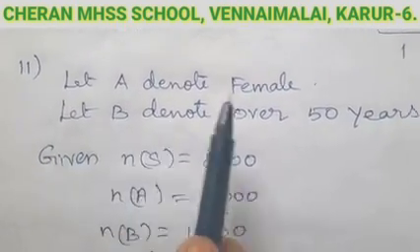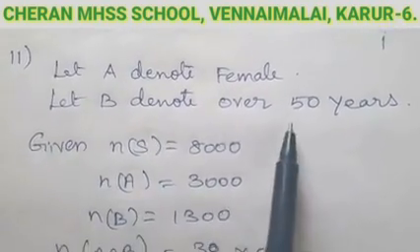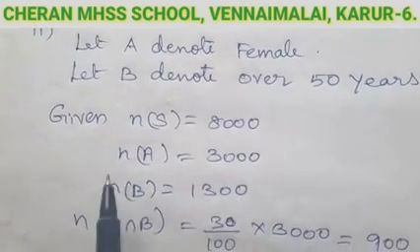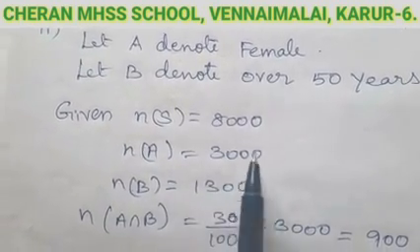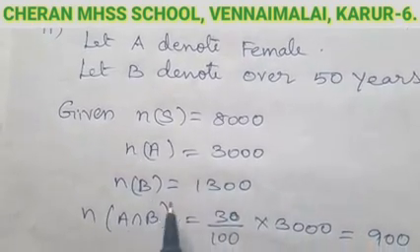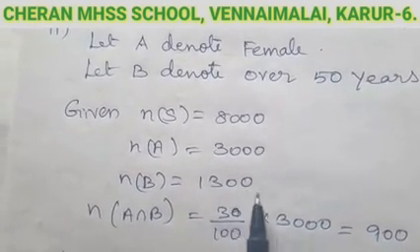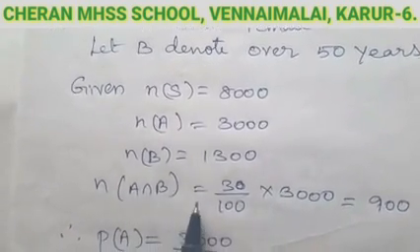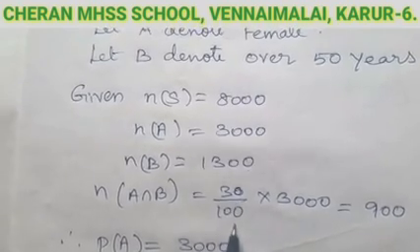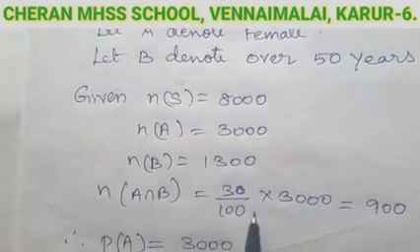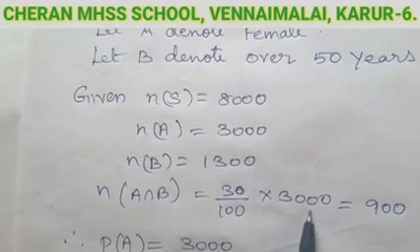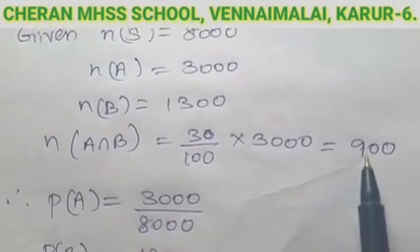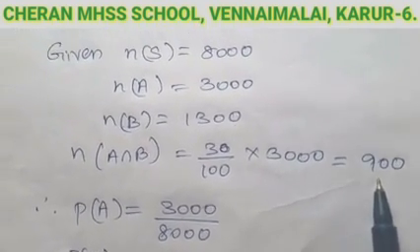Let A denote female, let B denote over 50 years. Given that n of S is 8,000, total number of strength, n of A is 3,000, which is nothing but female. N of B is 1,300, this denotes over 50 years. Here n of A intersection B is equal to 30 by 100 into 3,000, that is 30% of 3,000, that is nothing but 900. 900 are nothing but 30% of female over 50 years.